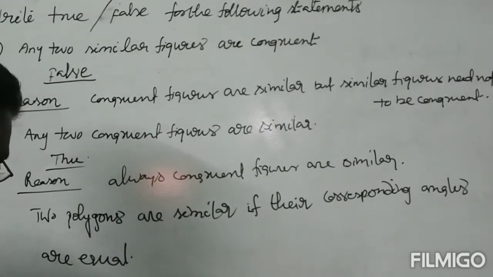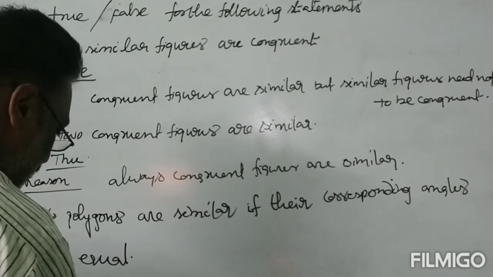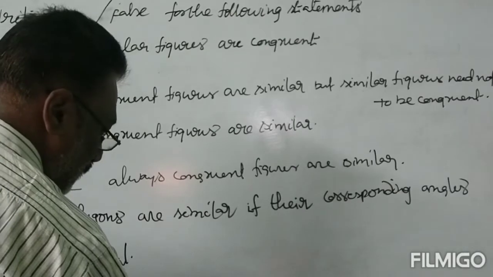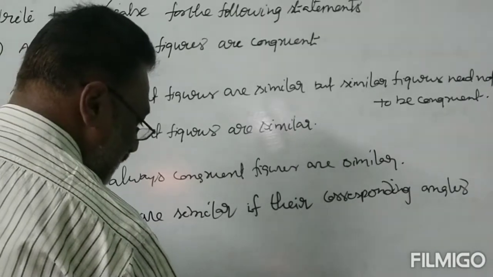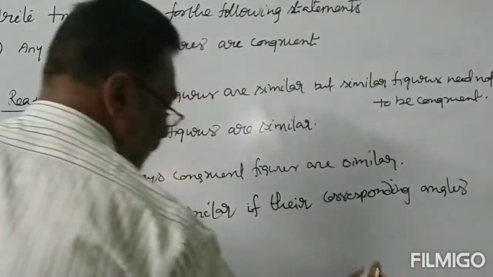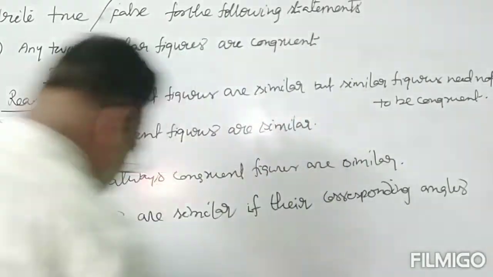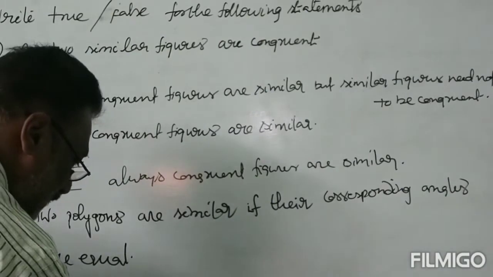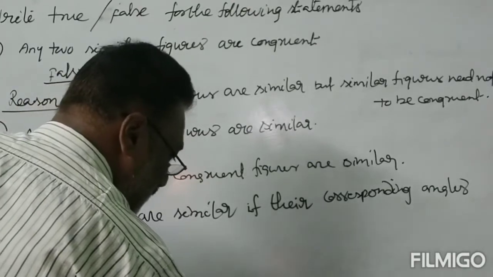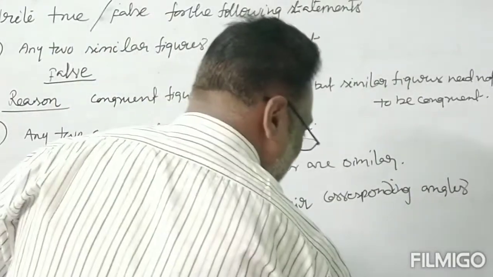Reason: if corresponding sides in them are in proportion, then those two polygons are said to be similar.